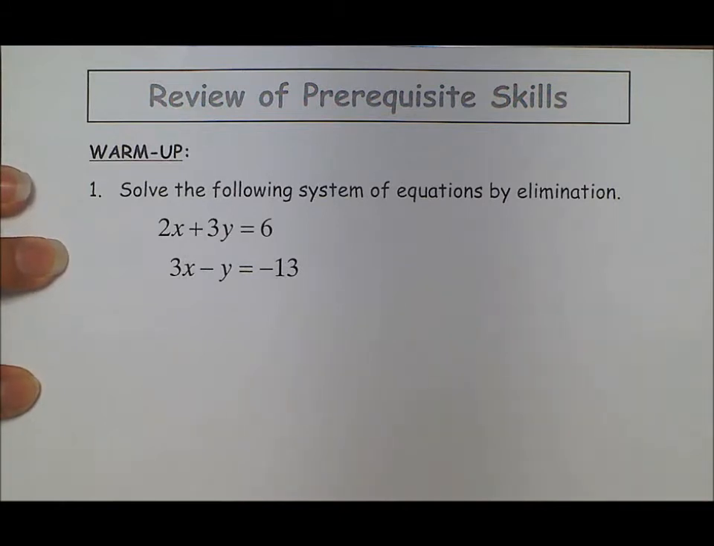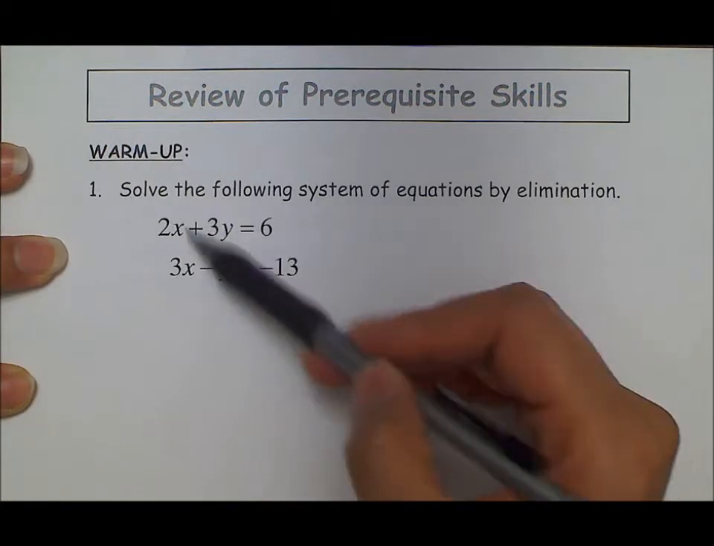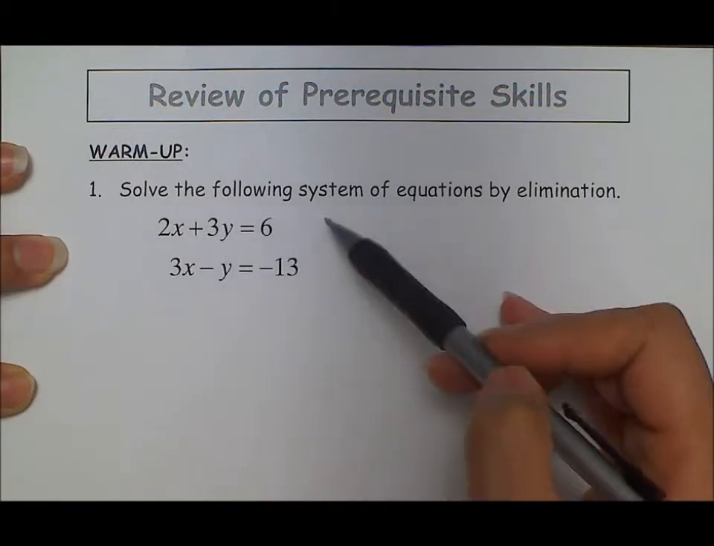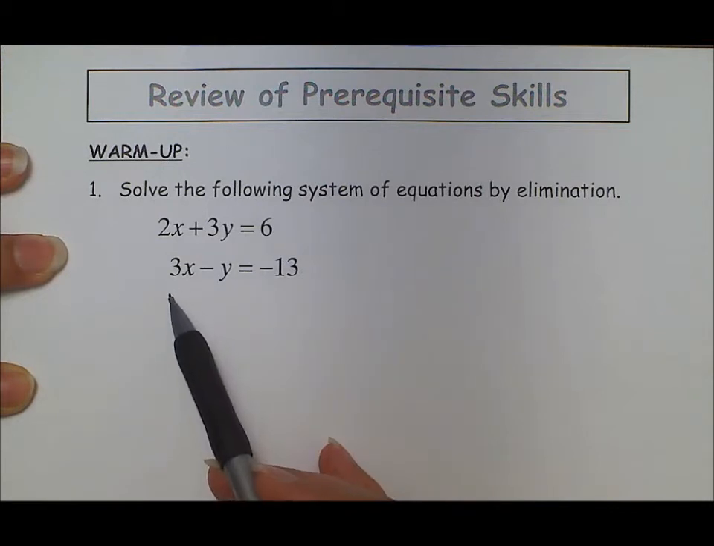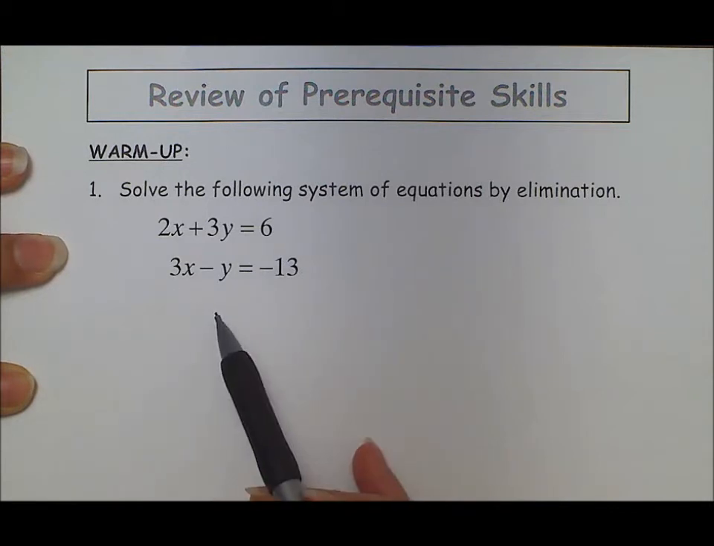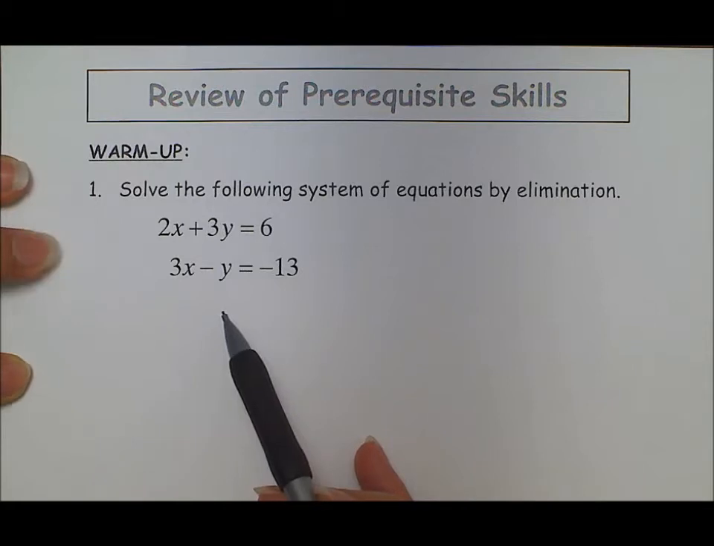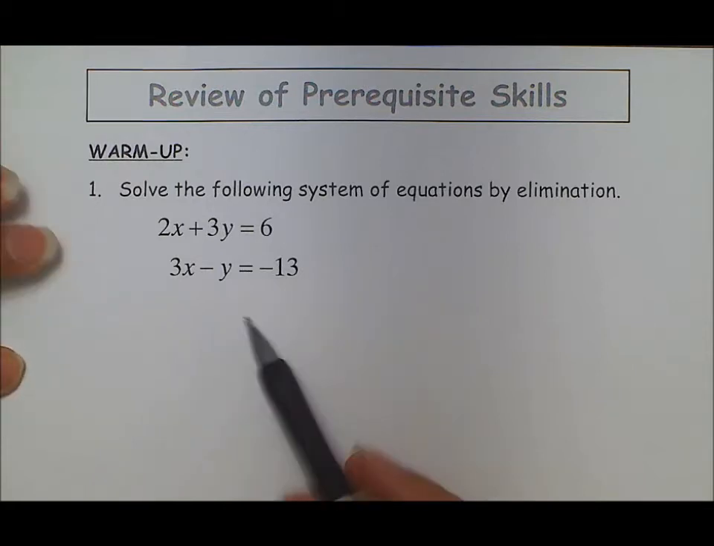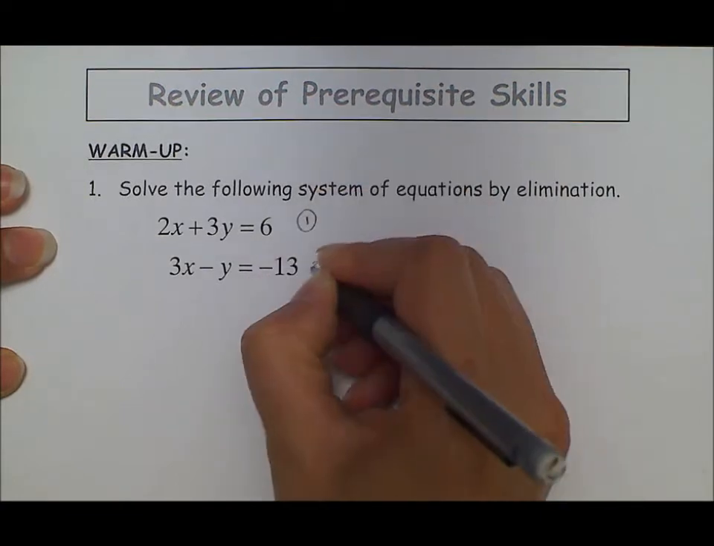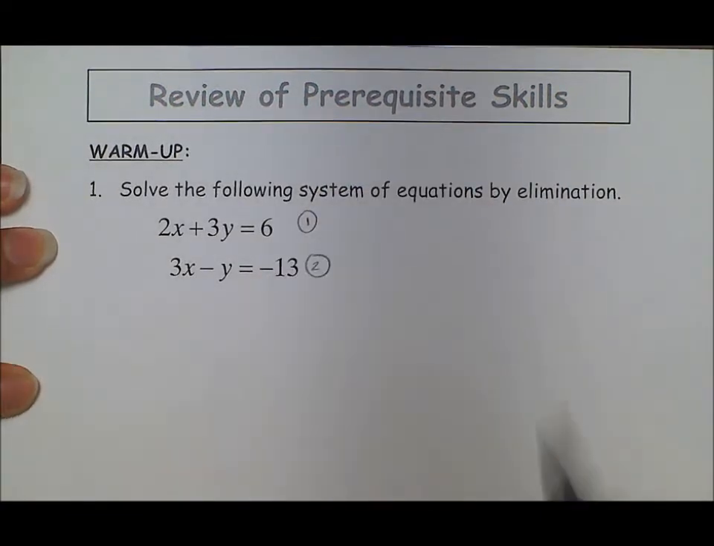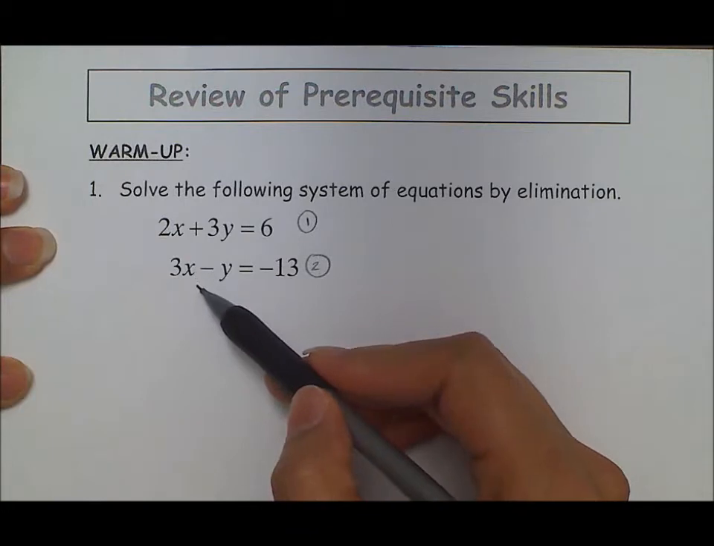So in elimination, we need to make sure that all our variables are lined up and our number part is lined up as well. And then we need to ensure that either the coefficients of x or the coefficients of y are the same in order to either add or subtract the equations to eliminate one of the variables. So I'm going to start by labeling my equations 1 and 2, and then I notice that neither one of the variables have the same coefficient.